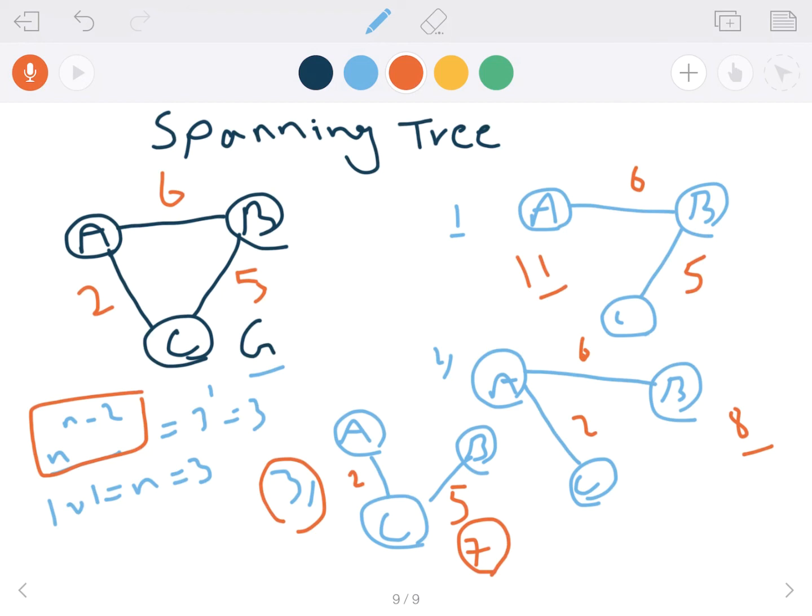Next, we're going to talk about algorithms that are efficient for finding the minimum spanning tree.